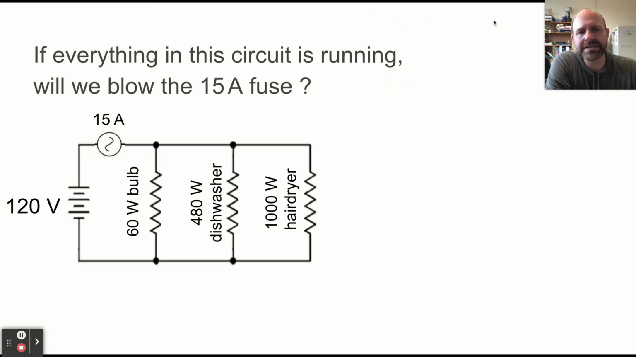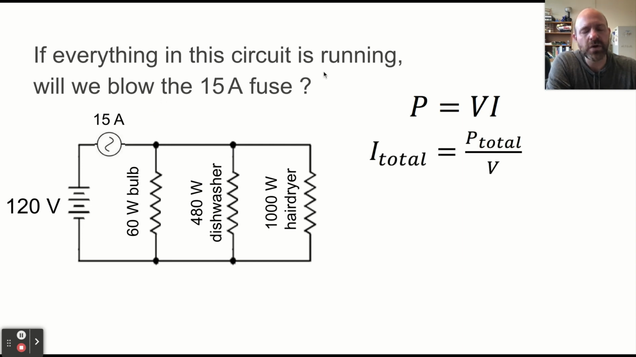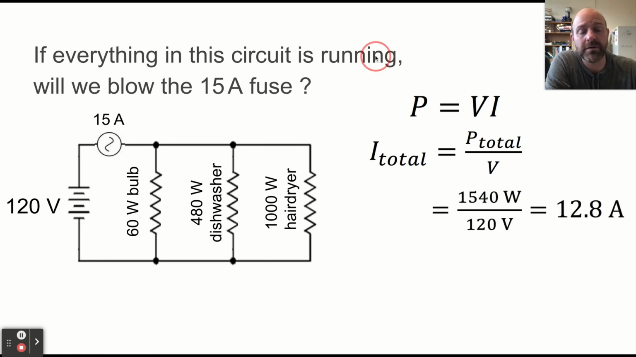So what do we do? Let's think about this. If every single one of these is running, will it blow a 15 amp fuse? You notice that the fuse is in series with the power, so all the current that goes through each of these devices must go through the fuse. The total current is the total power divided by the voltage, which gives us about 12.8 amps, so we're okay. It's not going to blow the fuse.